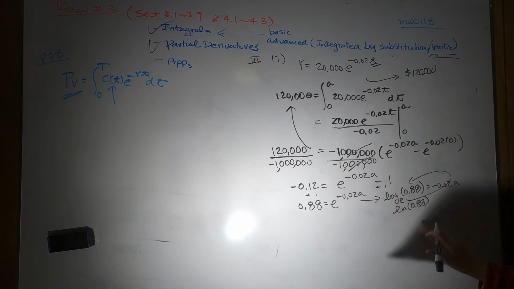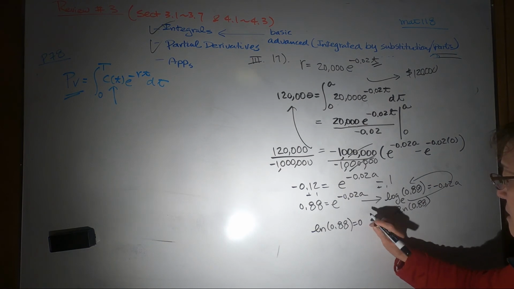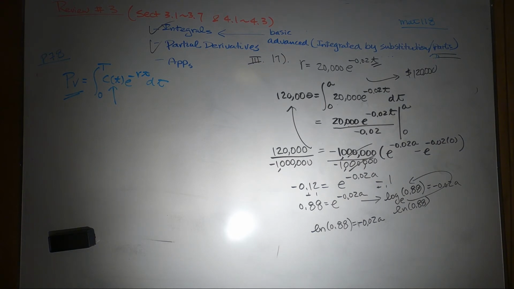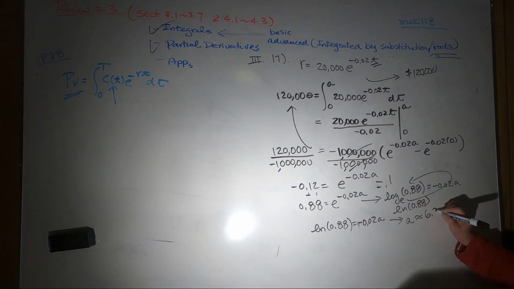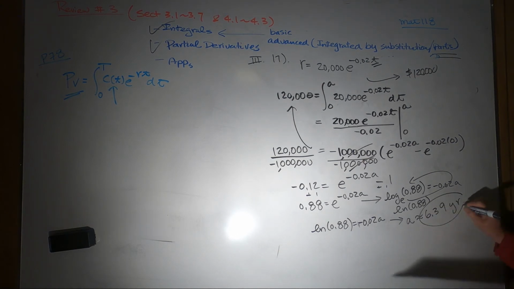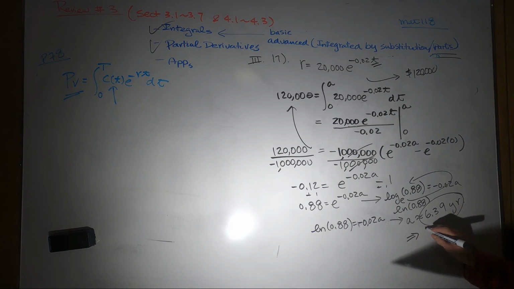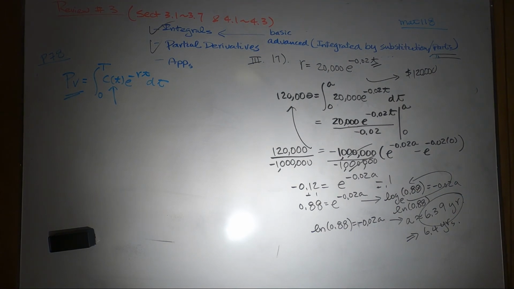Then what do we have? We have natural log 0.88 equals negative 0.02a, right? Then you plug in the calculator, find your a is what? About 6.39 years. So to the 1 decimal point, nearest tenth, that would be your answer, 6.4 years. Right?